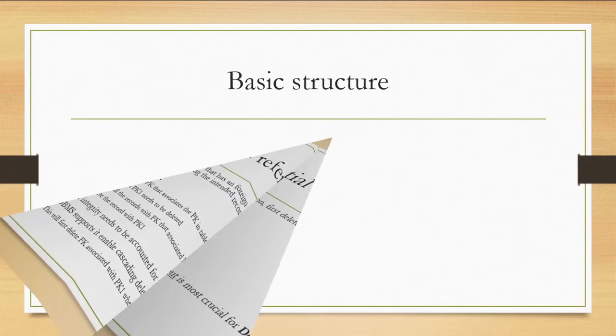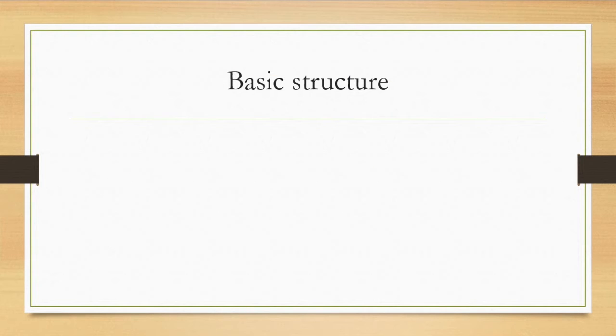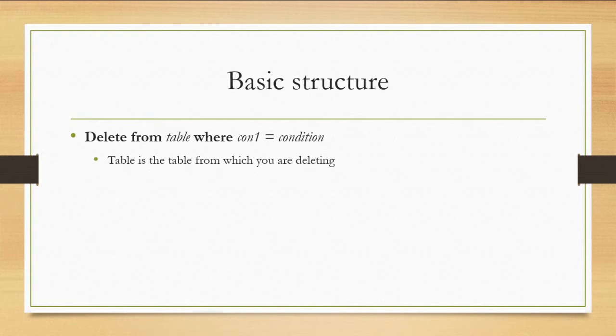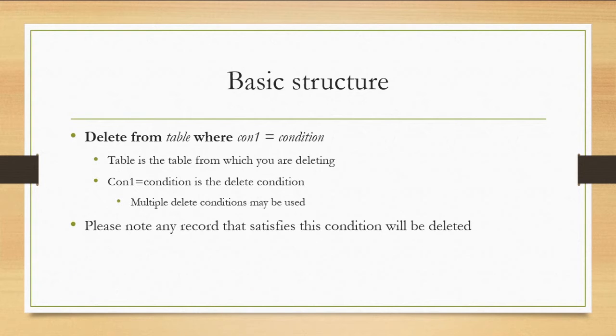Let's look at the basic structure. So, delete from table where con1 equals condition. Table is the table from which you are deleting. Con1 equals condition is the delete condition. Multiple delete conditions may be used. Please note any record that satisfies this condition will be deleted. Again, if the record is deleted, it cannot be reinstated. Let's look at the first example.